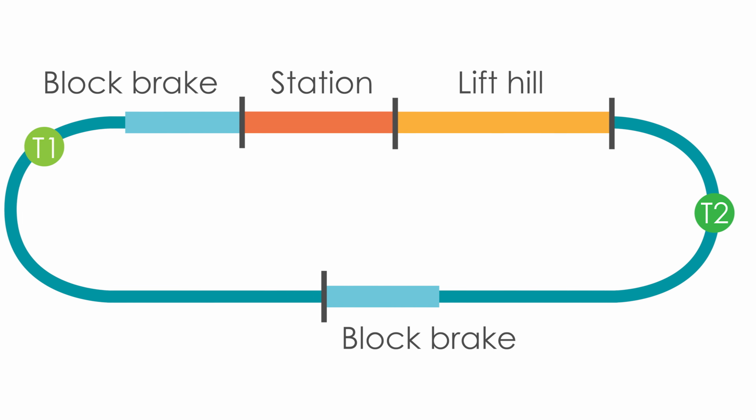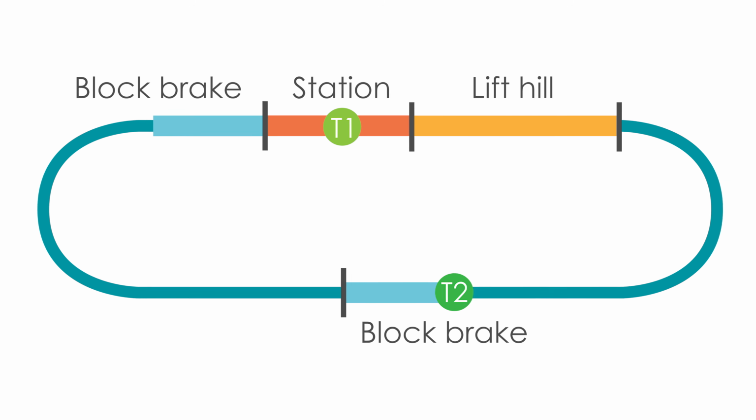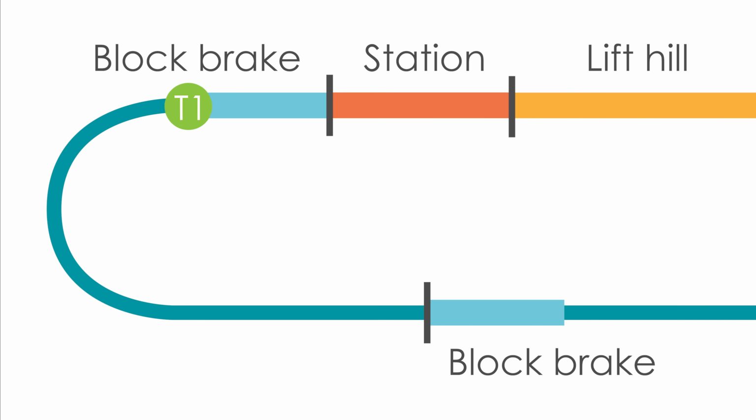Train 1 reaches the end of the layout, passing through another block break and entering the station. As a result, train 2 can pass into the empty block section ahead and complete the second half of its course. But let's rewind. What if train 1 didn't make it through the entirety of the ride?